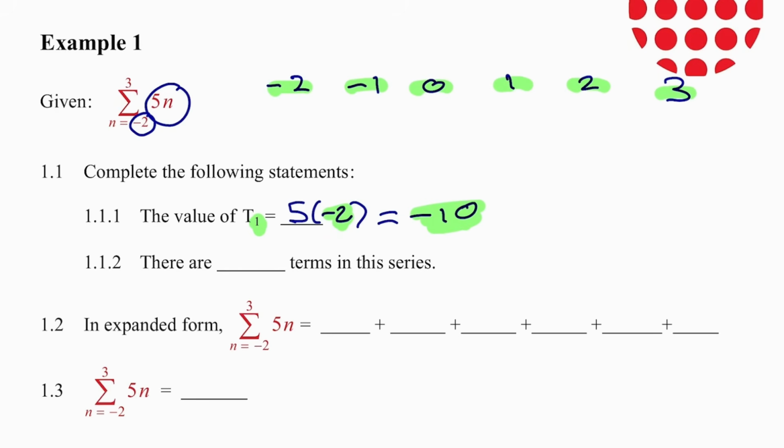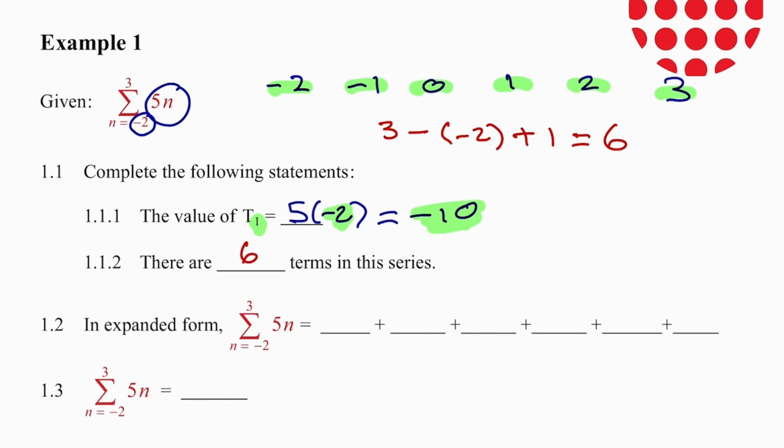That is too long-winded to be sustainable in a difficult question. So the formula that we will use is the top number, which is 3, subtract the bottom number, which happens to be negative 2, and then add 1. Top number minus bottom number, add 1. In this case, 6. So there are 6 terms in the series.